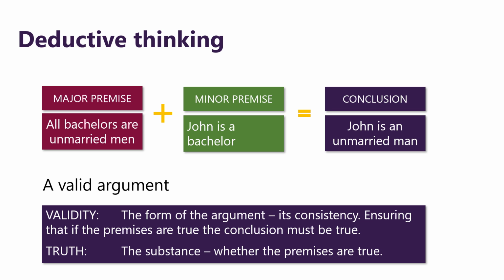To test the validity of an argument, we need to consider both validity and truth. Validity is the form of the argument, its consistency, ensuring that if the premises are true, then the conclusion must be true. Truth, on the other hand, is the substance of the argument and whether or not those premises are true. Let's look at some further examples and issues around argumentation.